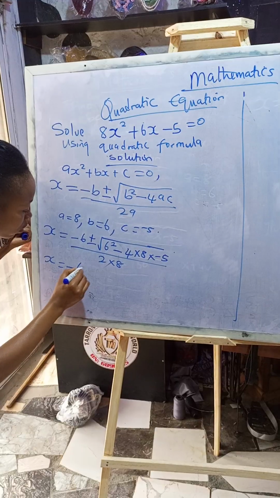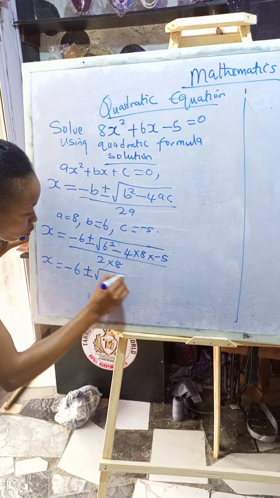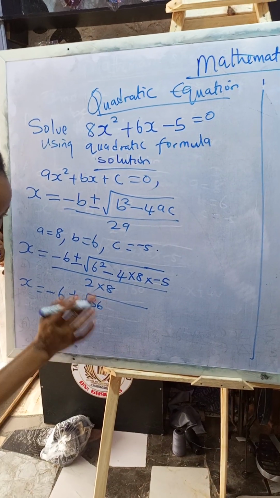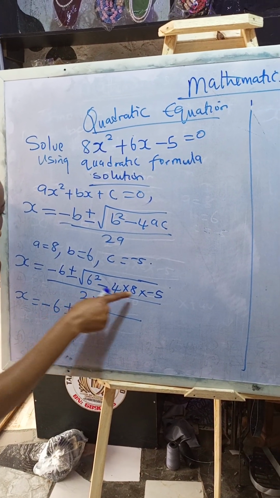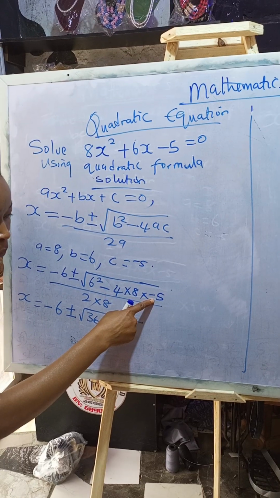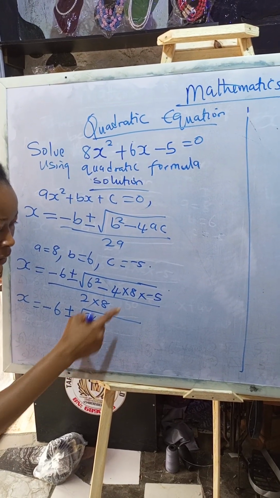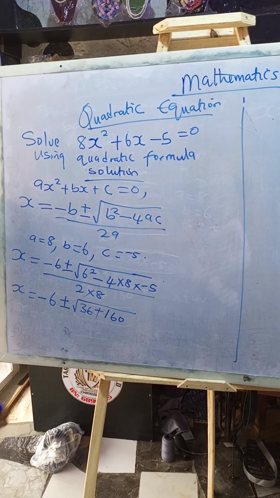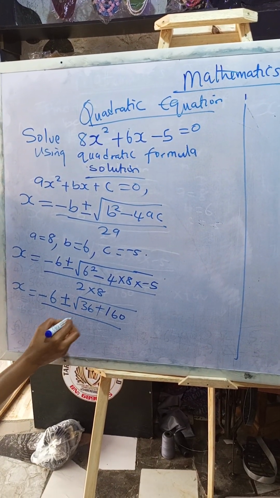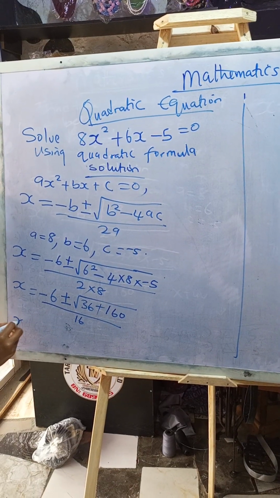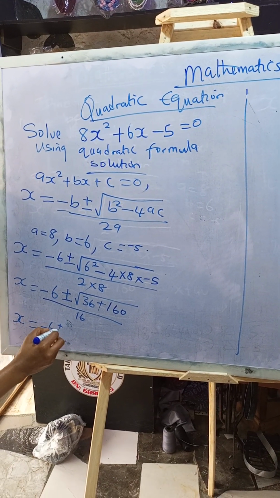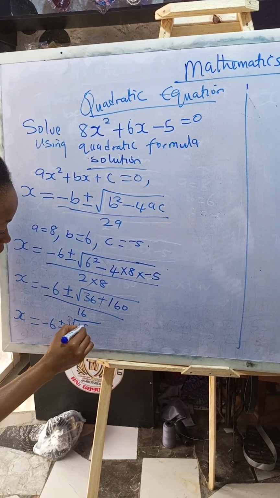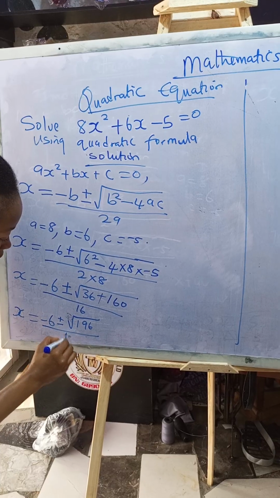So I have minus 6 plus or minus square root of 6 squared is 36, minus 4 times minus 5, which will give me plus 20. Plus 20 times 8 will give me 160. Divided by 2 times 8 is 16. So my x equals minus 6 plus or minus square root of 36 plus 160, which will give me 196, all divided by 16.